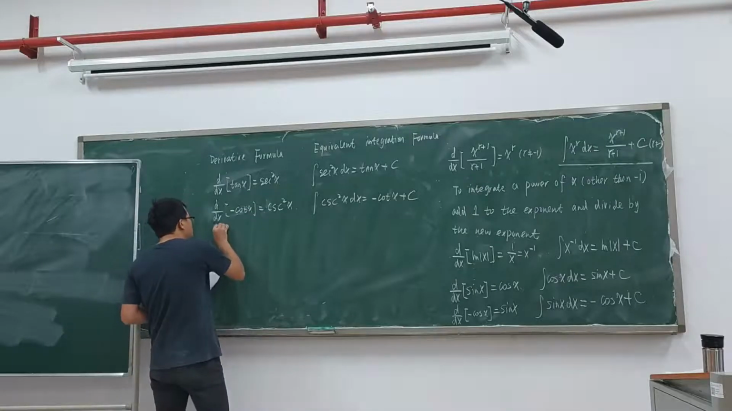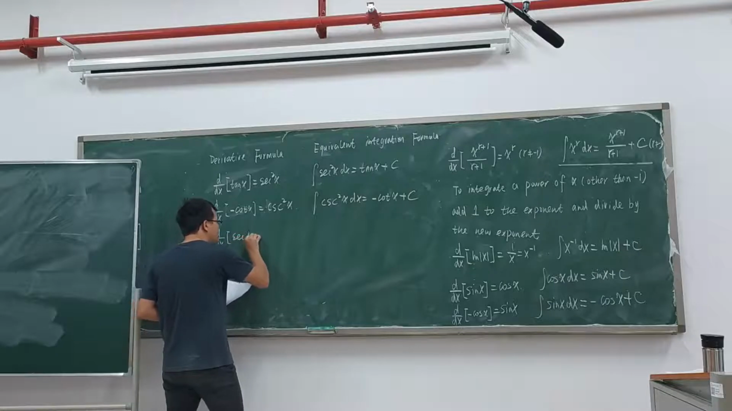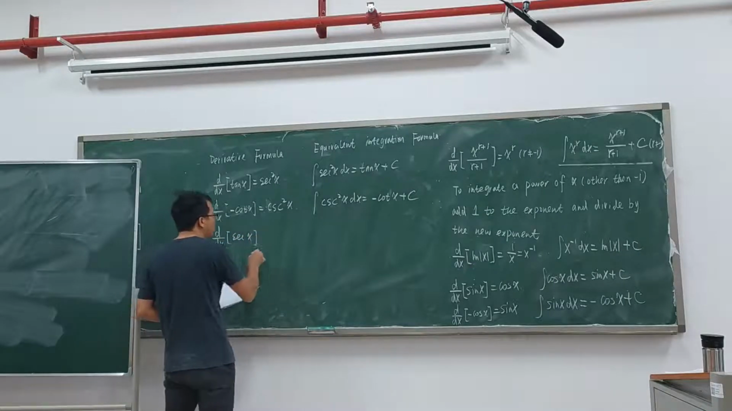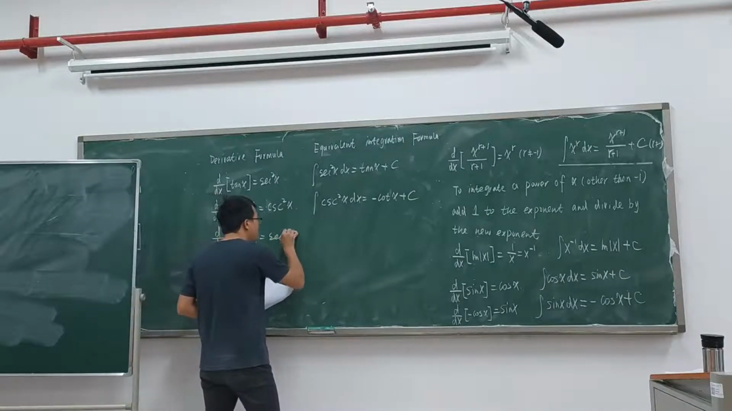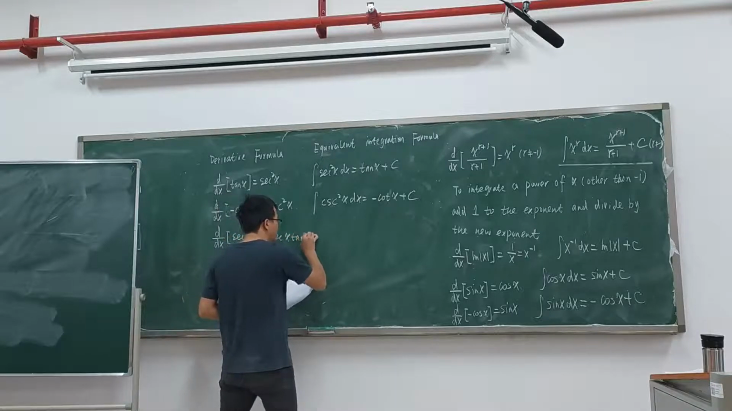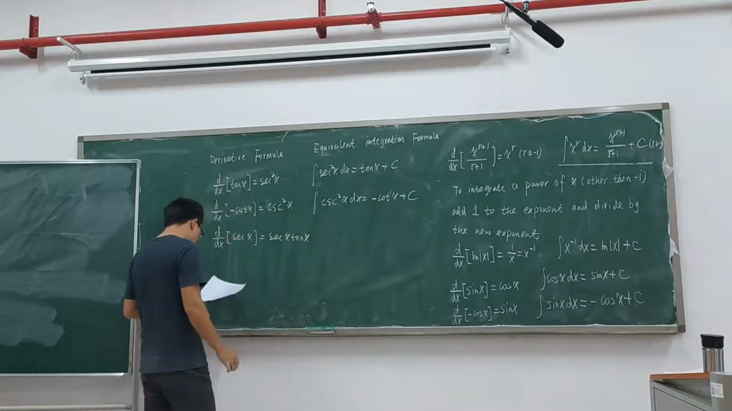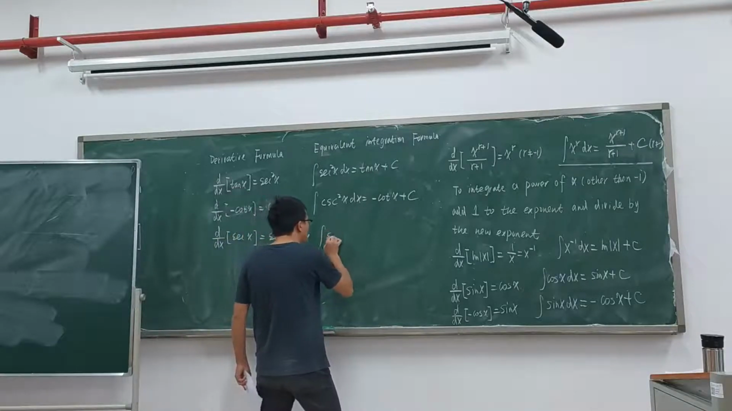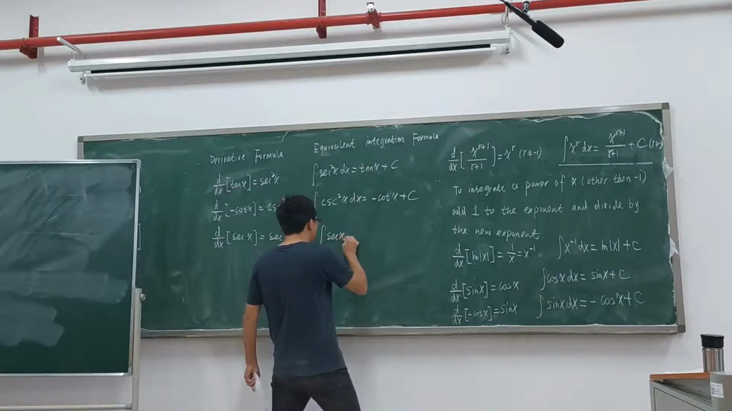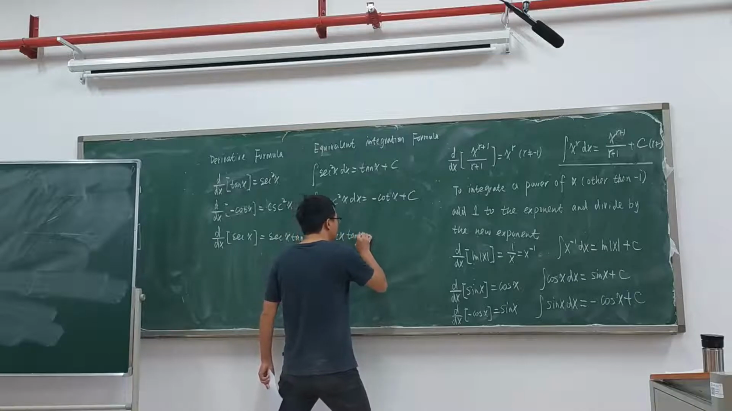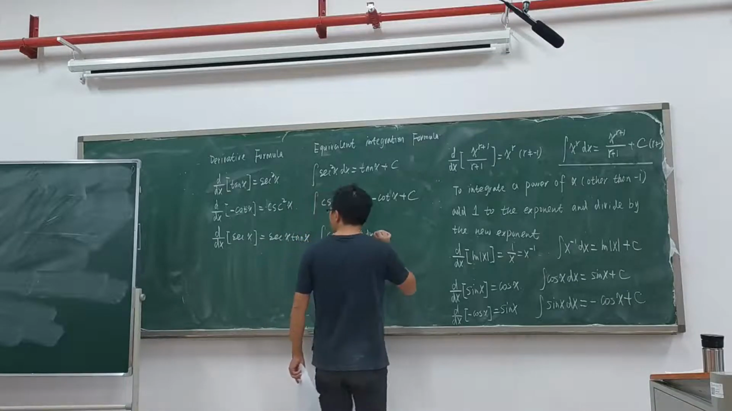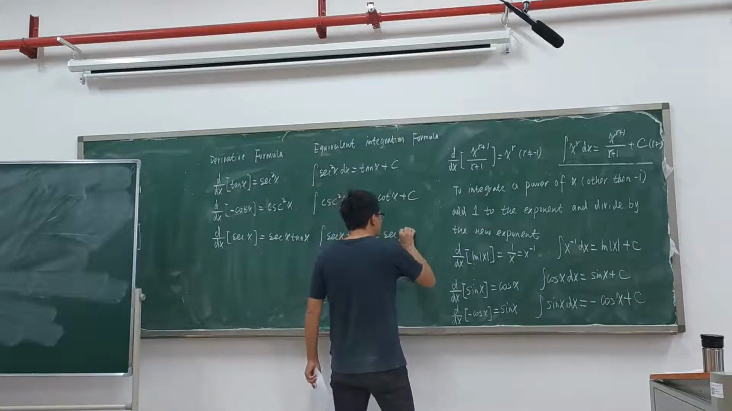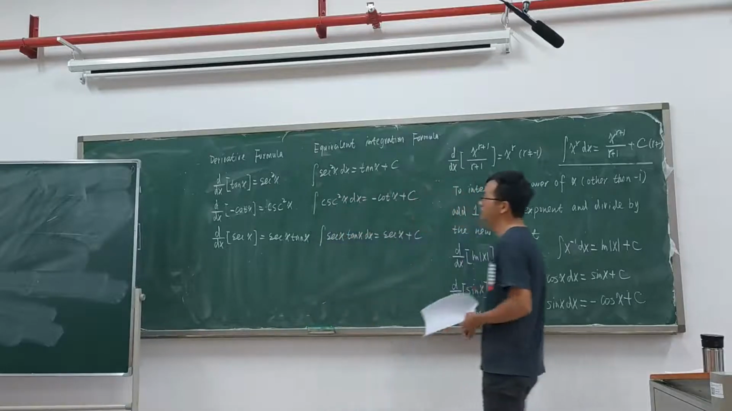And now we know that d/dx, the derivative of secant x, equals secant x times tangent x. So from here we have the antiderivative of secant x times tangent x dx equals what? Equal to secant x plus c, okay? Plus c.